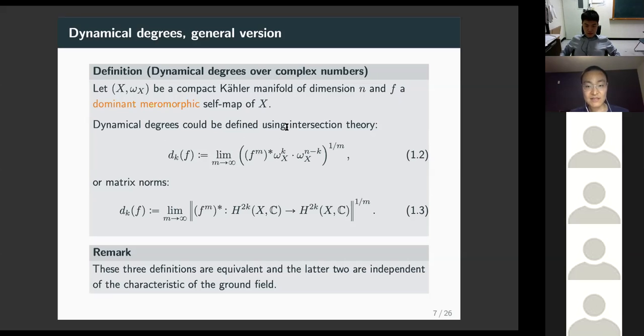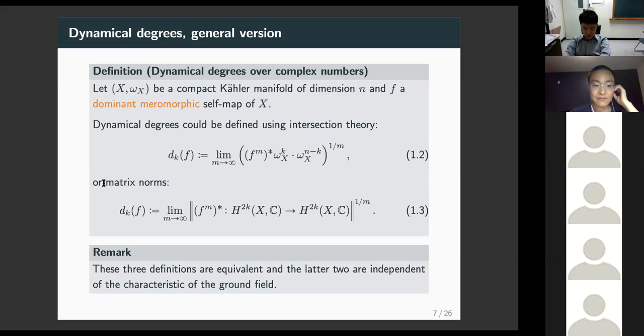We use the intersection numbers. We choose an arbitrary Kähler form omega_X from this Kähler manifold, and divide by the volume of omega_X. So we consider this number: f^m pullback of omega_X to the k, times omega_X to the n minus k. We get a number because this is a top form of dimension n. And then we consider the limit of the mth root of this intersection number.